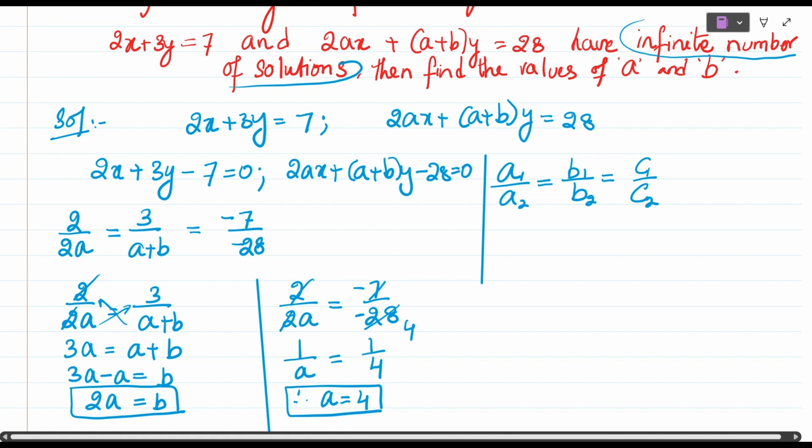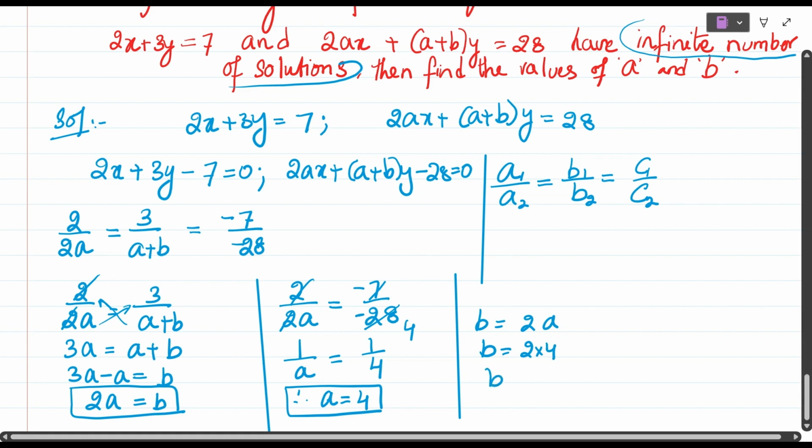Clear? Next, let us find out the value of b. So b we got 2a, right? So b is equal to 2 into 4 you do. So b is equal to 8. So we got the value of b as 8. Okay. Did you understand, students?